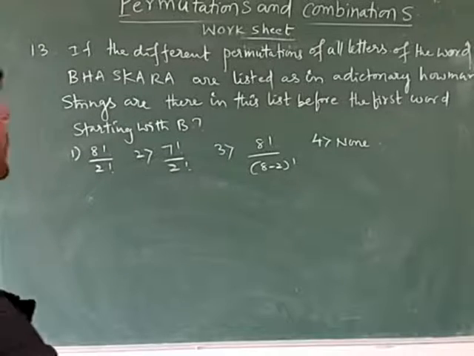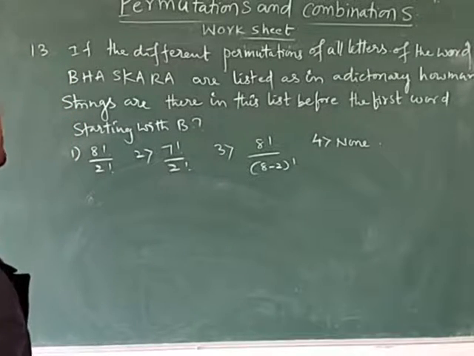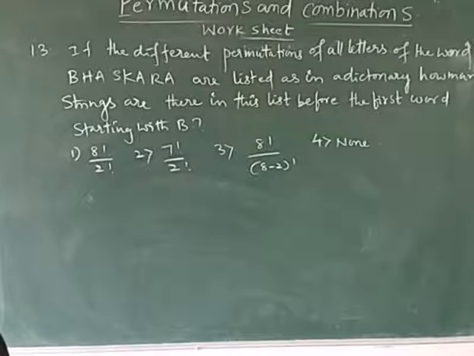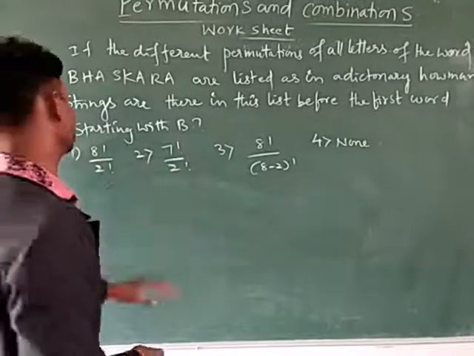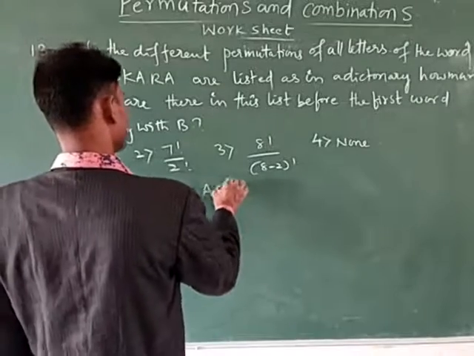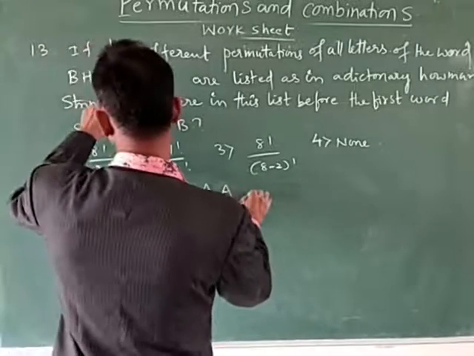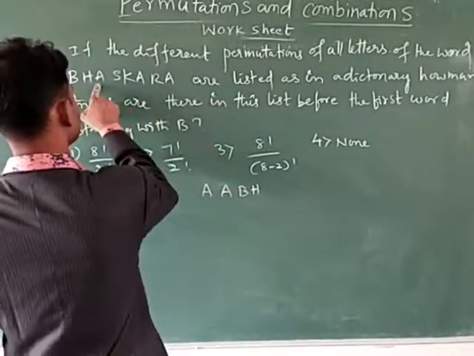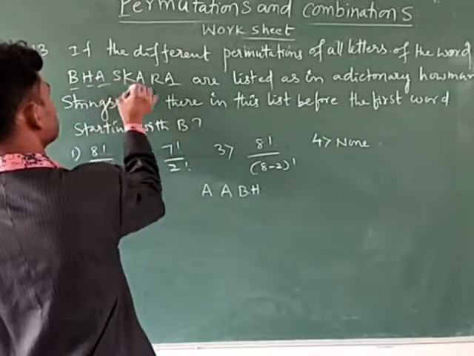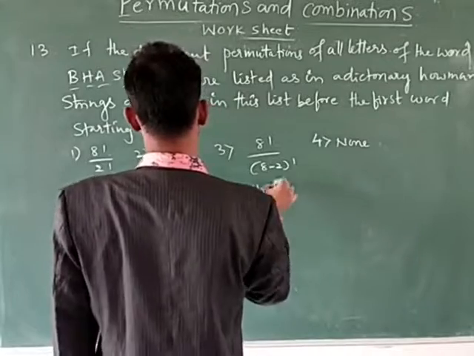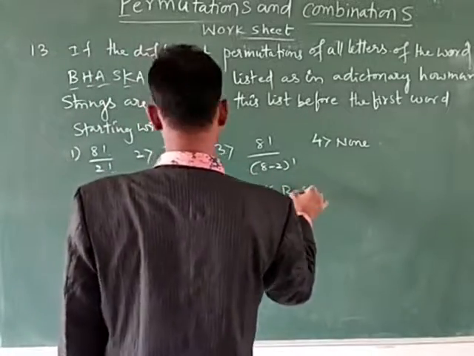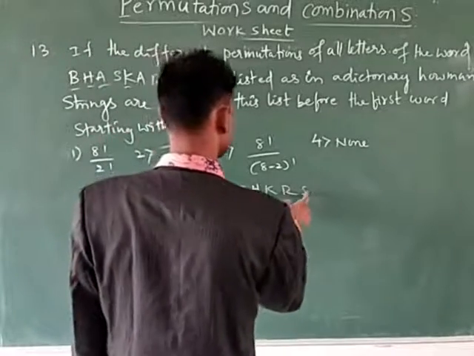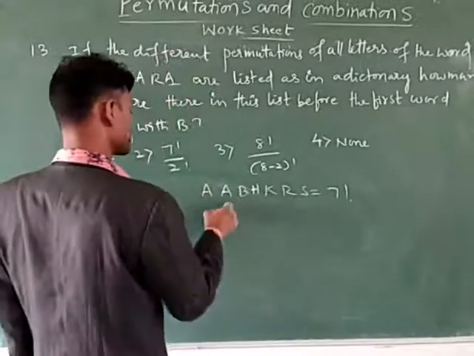Next question, if the different permutations of the letters of the word BHASKARA are listed as in a dictionary, how many strings are there in this list before the first word starting with B? See here, A, next one is B, next one is H, next one A, B, H, next K or S. This is the dictionary. Then total how many letters are there? 1, 2, 3, 4, 5, 6, 7. Here 7 is 7 factorial. It is started with a B also.